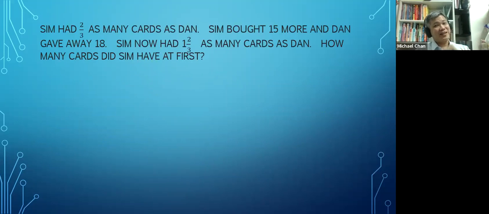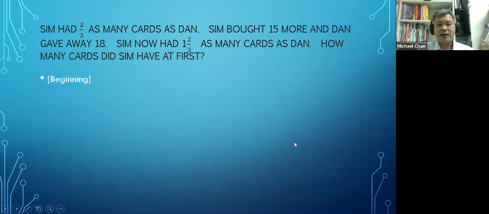So let's look at this question as an example. Sim had 2/3 as many cards as Dan. Sim bought 50 more and Dan gave away 18. Sim now had 1 and 2/3 as many cards as Dan. How many cards did Sim have at first? Now we will not be going through things about fractions because I believe my readers will be able to match them. As in 2/3 as many means Sim has 2 units and Dan has 3 units.